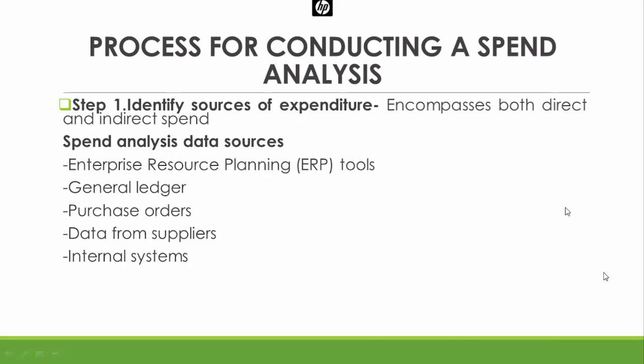Next is the process for conducting a spend analysis. Step 1 is identify sources of expenditure, which encompasses both direct and indirect spending. So pag sinabi natin direct spending, ito yung purchasing of goods and services na directly related sa pagmamanufacture ng product. Example is purchase of machineries and raw materials.